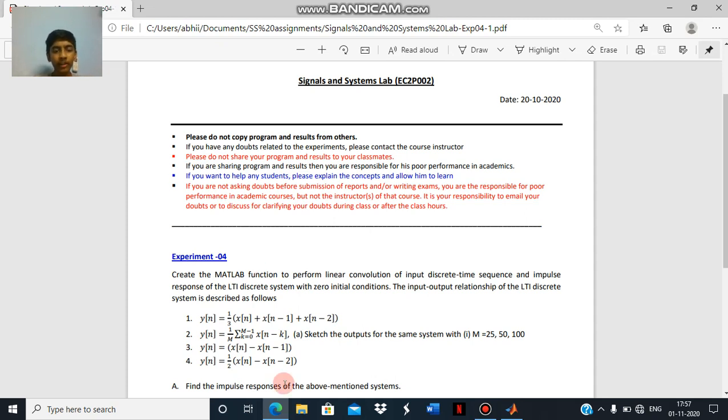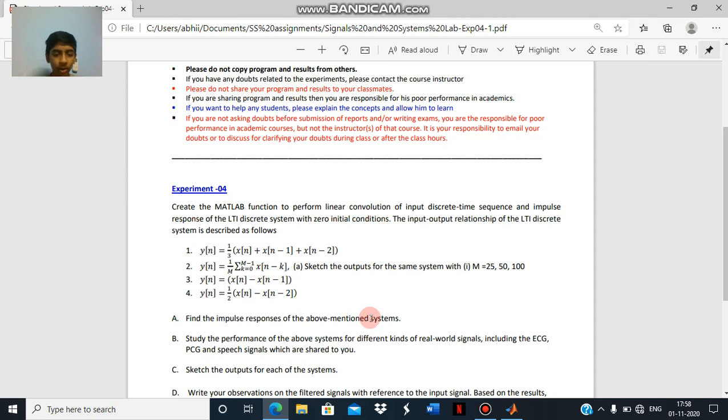So first of all, we are given these four systems. You can clearly see them. As the given systems are discrete, the impulse response for the first system is 1 by 3, 1 by 3, 1 by 3, and for the second system is an array of size m, where the magnitude of each element is 1 by m. For the third system the impulse response is 1, minus 1, and for the fourth system the impulse response is 1 by 2, 0, minus 1 by 2.